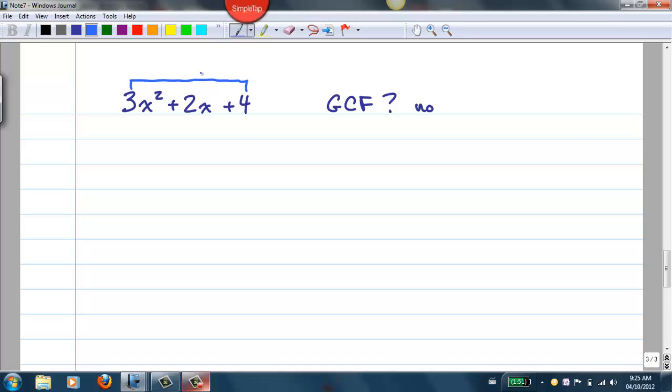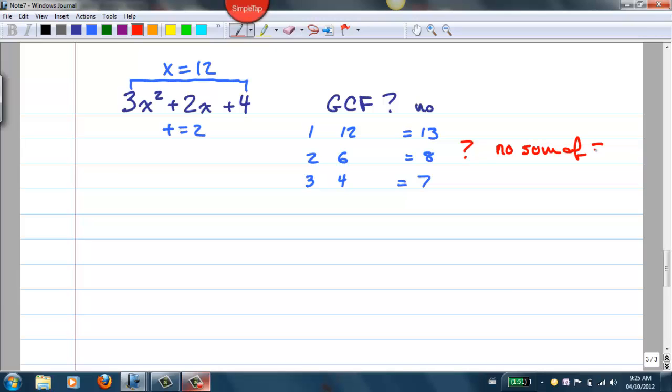3x squared plus 2x plus 4 works the same way. No greatest common factor, so I look for two numbers that multiply to give positive 12 and add to give 2. If they add up to give a positive, we're just looking for two positive numbers. And if we add all of those pairs up, we get 13, 8, and 7. No sum of 2, that means we can't factor it. Okay, so it can't be factored.